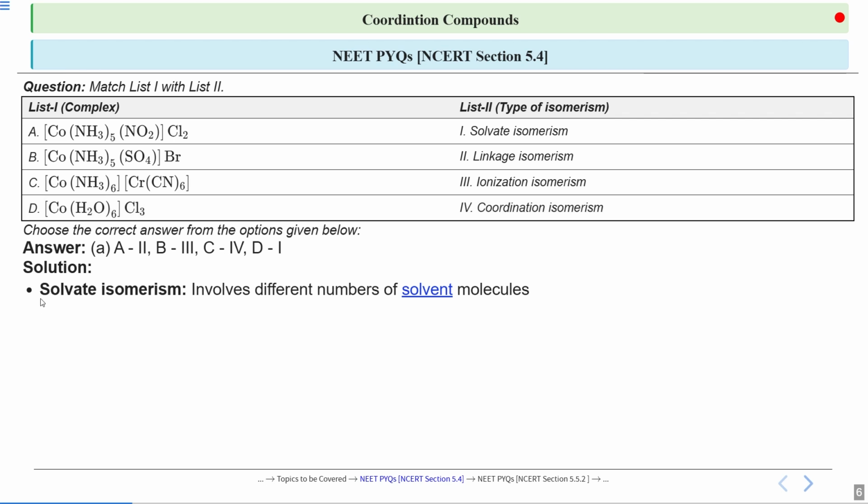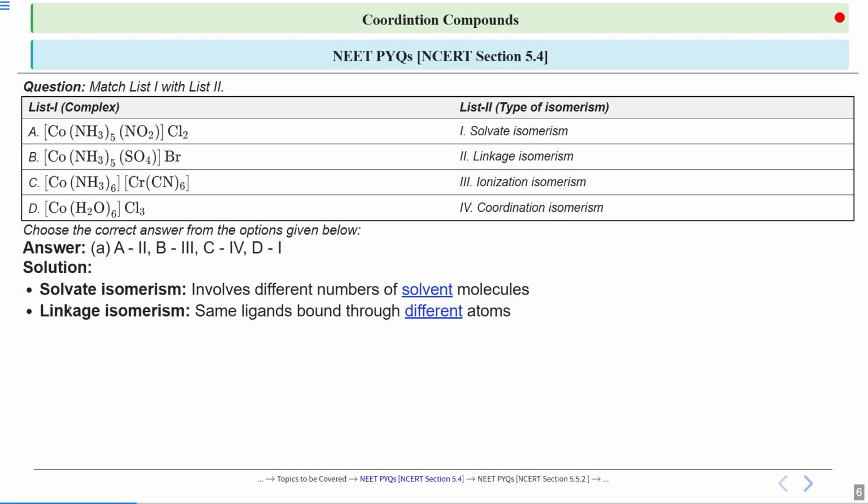First of all, let's see solvate isomerism. It involves different numbers of solvent molecules. If you want to identify whether a coordination compound is exhibiting solvate isomerism or not, you can count the number of solvent molecules present in the coordination compound. So solvate isomerism is shown by complexes involving different numbers of solvent molecules, and mostly it is the water molecule.